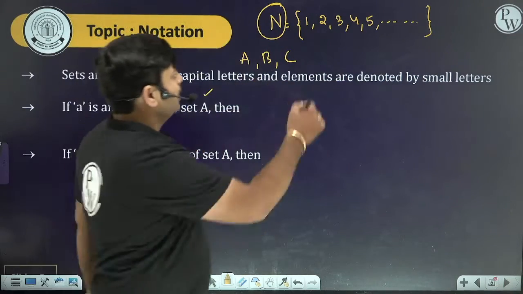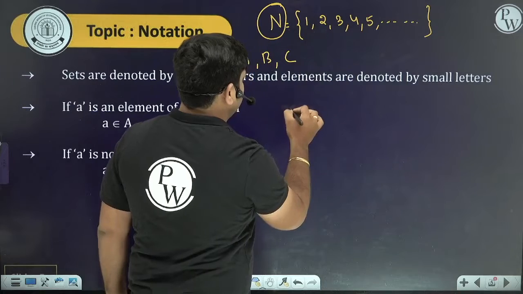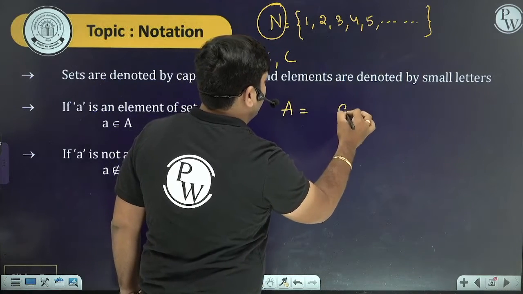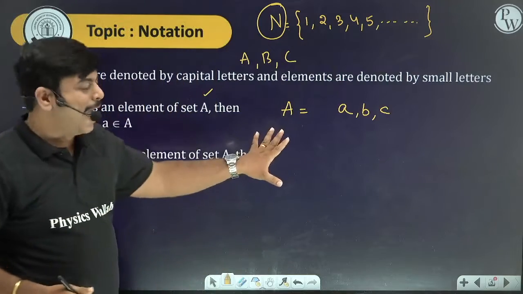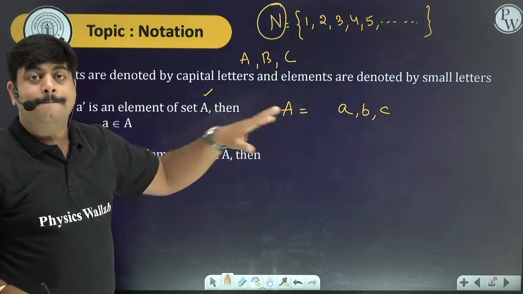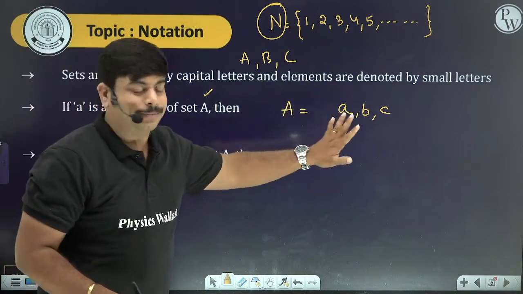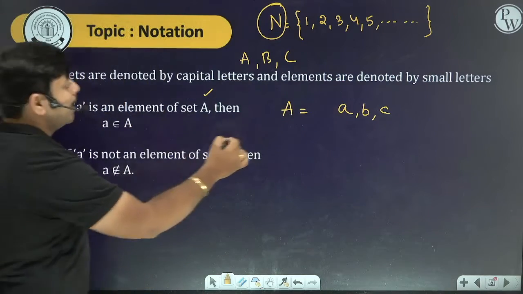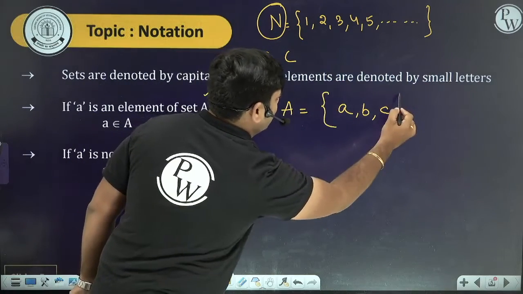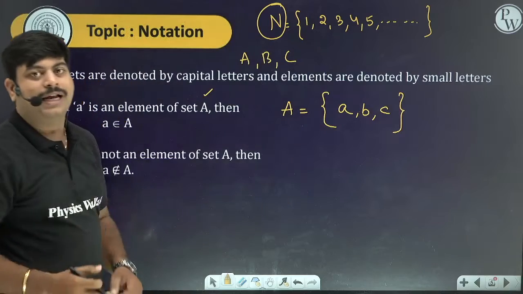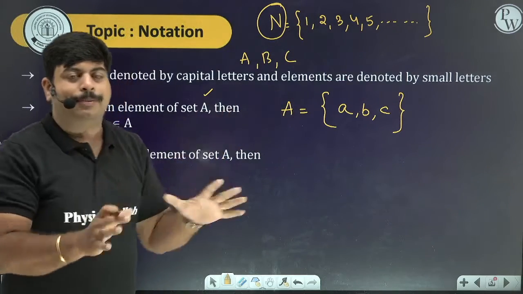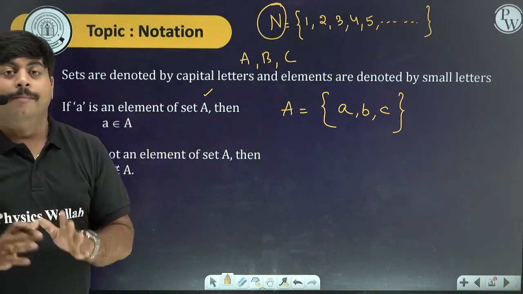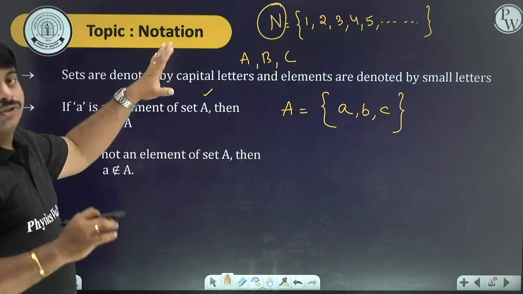That means we can say a1, a2, a3, or we say A is equal to, having the elements a, b, c. The set A has the elements a, b, c, but this is still not the complete representation. We need to use braces like this. We will see it in the next slide. So this is the basic representation, or notation, of a set.